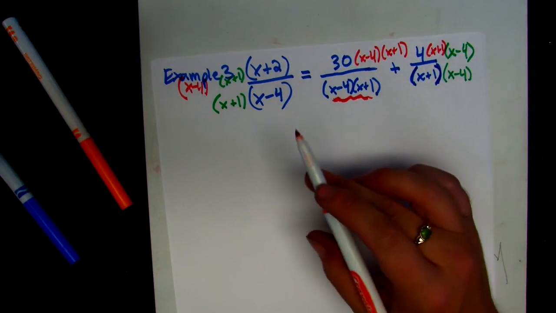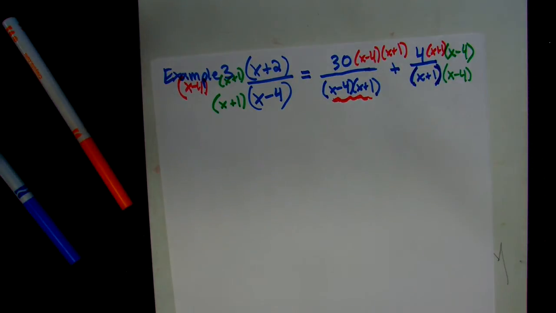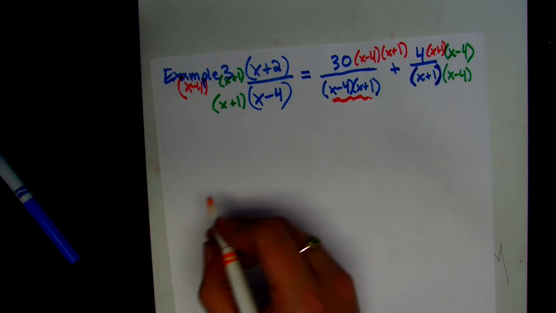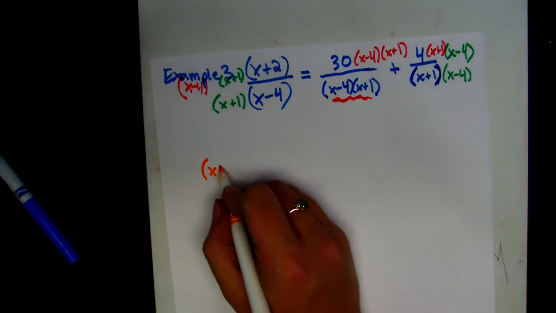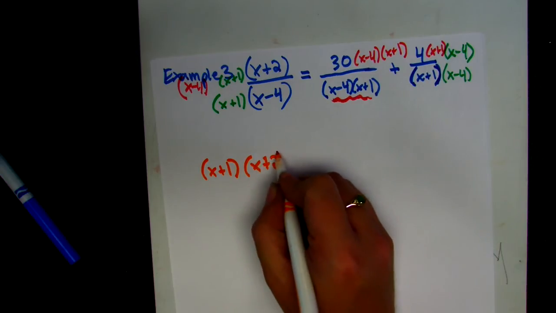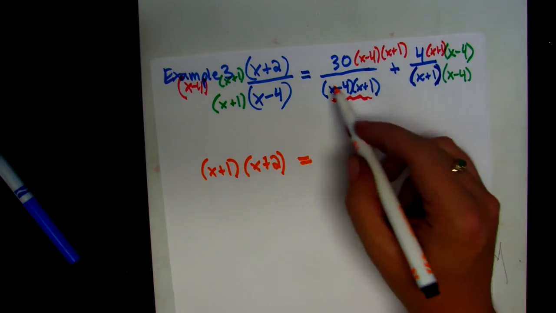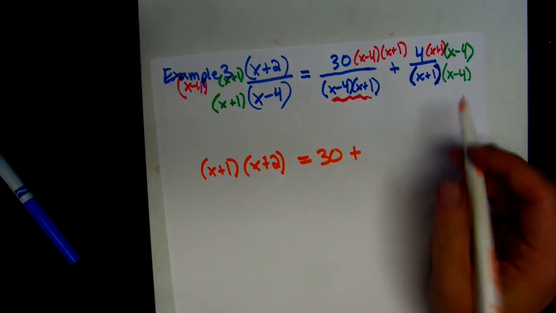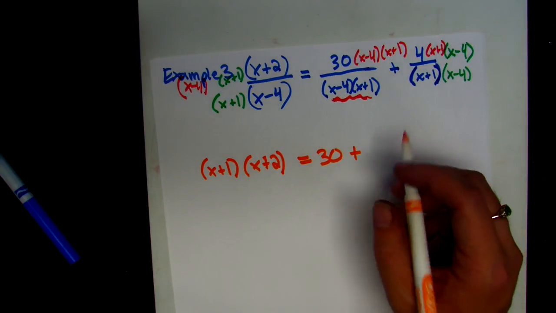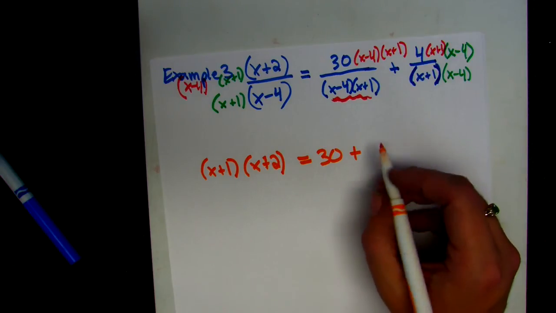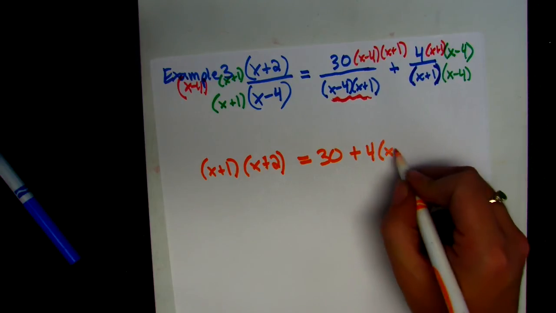So, in the top, what we are left with is x plus 2, x plus 1. All right, and then we are left with 30. And then over here, we're left with the 4. And we're left with an x minus 4.